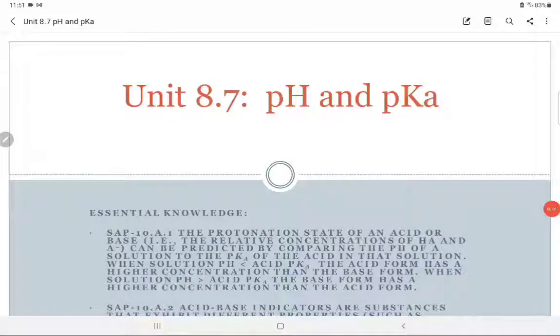Okay, so we're going to tie a lot of the things together that we've done so far in Unit 8. We've talked about pH, we've talked about titrations, we've talked about Kas, Kbs, we've talked a little bit about equivalence point and endpoint. So let's tie all these together today.